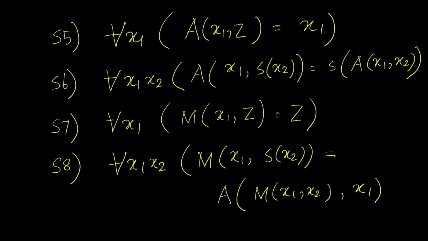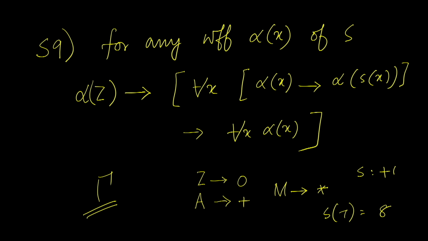In the eighth axiom, we have distributivity. x1 multiplied by x2 plus 1 is the same as x1 x2 plus x1. So, from this we can derive the general form of distributivity.